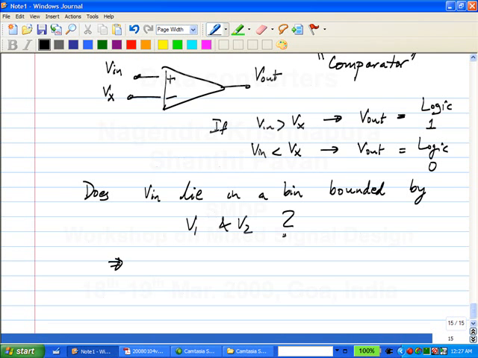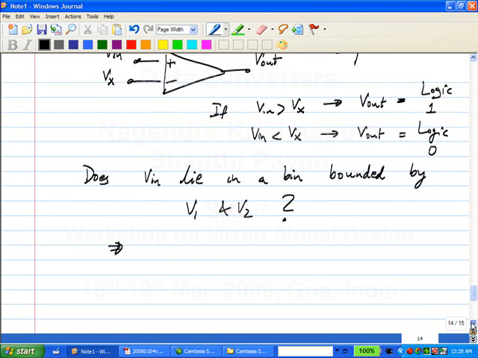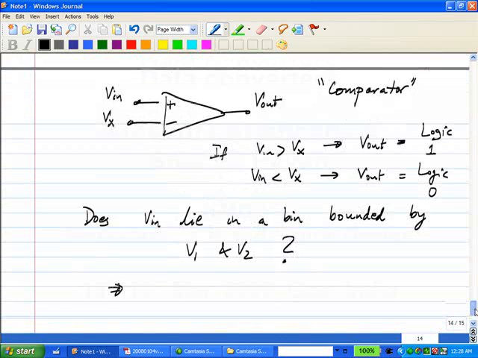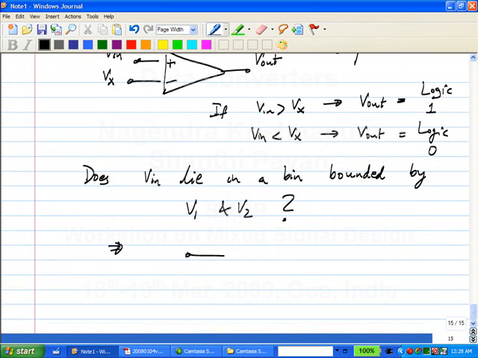So, given that you have elements called comparators which behave as shown in the top, what do you think we can do? Yes? Yes. So how will you do this? You have two comparators, right?